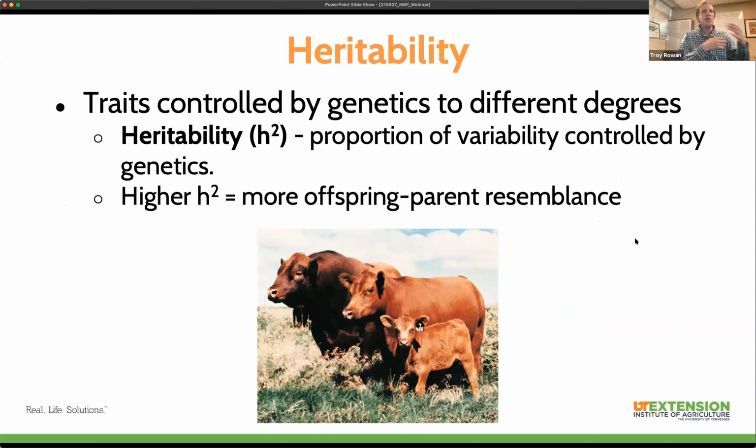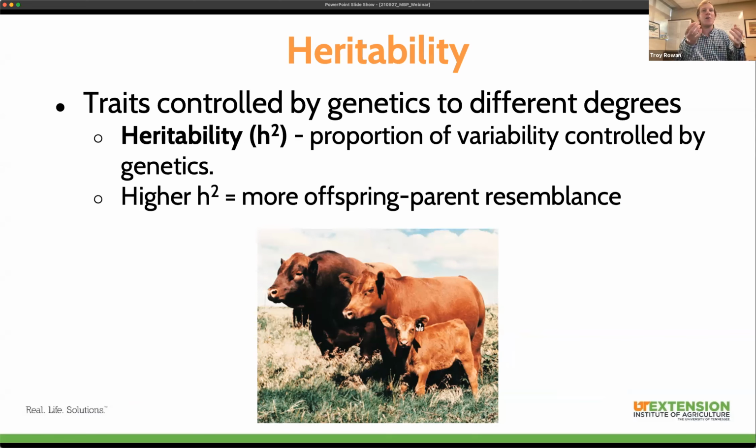And so as we start to think about these complex traits, the other way that we can categorize them, in the amount that genetics plays into the expression of the trait, is through this term called heritability. And the way that I define heritability is the proportion of variability that's controlled by genetics. So what percentage of that phenotype that we're observing is genetics responsible for, right? So the higher that heritability is, the more offspring-parent resemblance we're going to see.